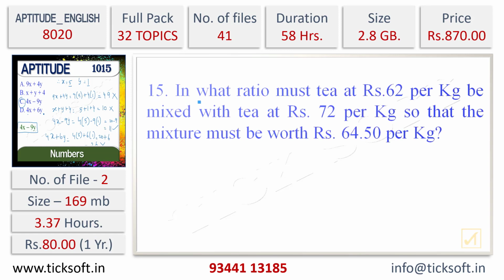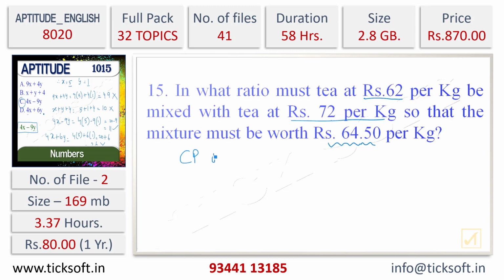And now the 15th question is, in what ratio must tea at rupees 62 per kg be mixed with tea at rupees 72 per kg so that the mixture must be worth rupees 64.50 per kg? Here listen, we have two types of teas. One is rupees 62 per kg and another one is rupees 72 per kg. So these two types of tea must be mixed to get a mixture worth rupees 64.50 per kg. So here we are going to use the rule of alligation.